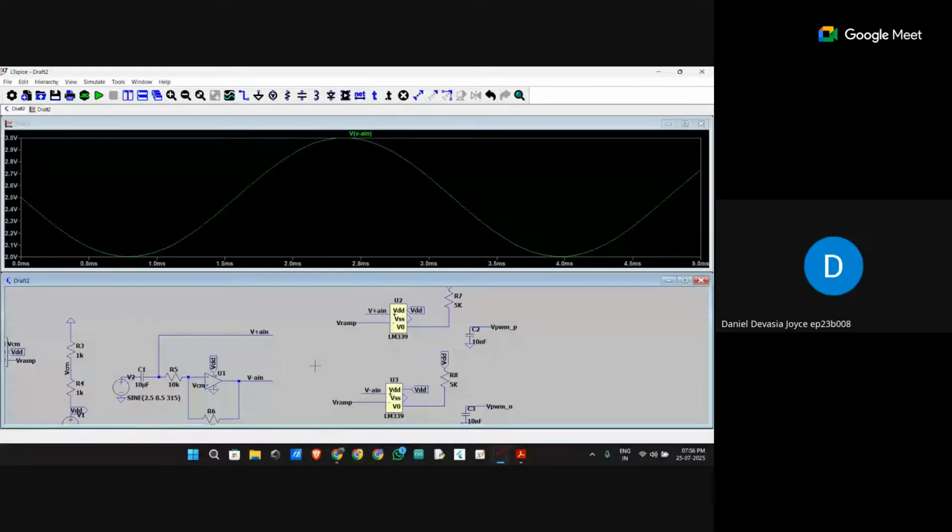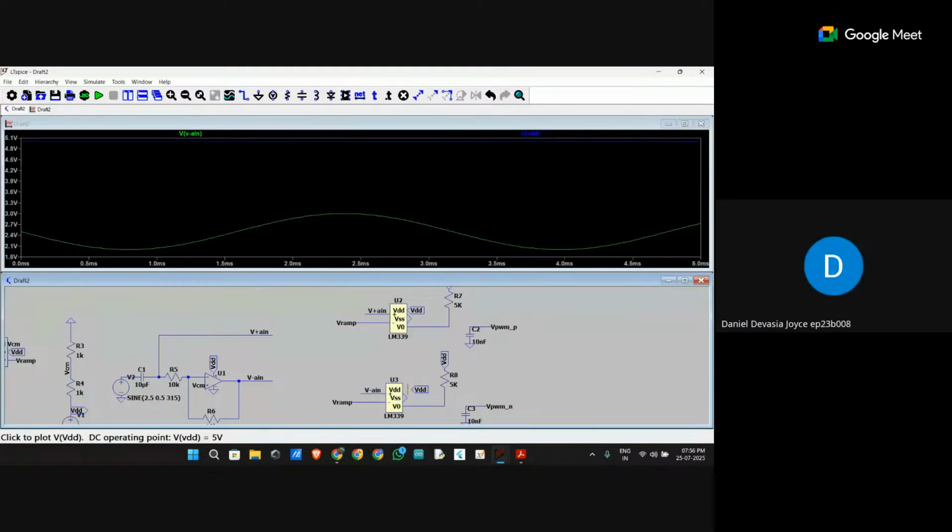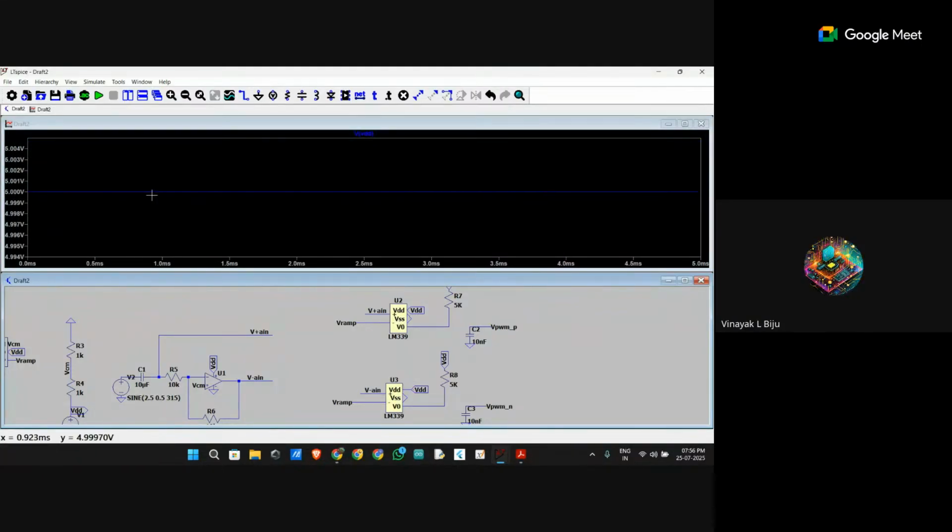And can you check the VDD terminal of U3 again? Just trying stuff. It's 5 volt now. Okay, now it's a proper 5 volt. And the output is also 5 volt. Yeah. Output of the first comparator is also 5 volt now. Yeah.